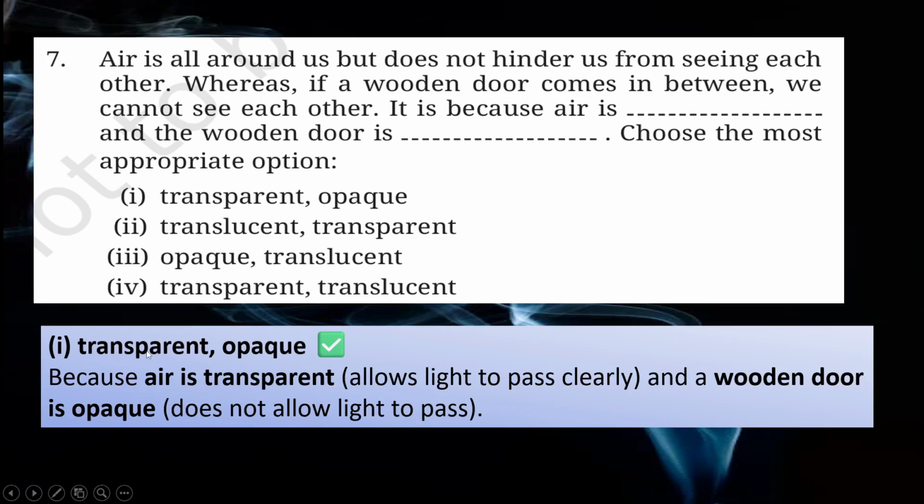Option 1 is correct because air is transparent and the wooden door is opaque. Because air is transparent, it allows the light to pass through clearly, and the wooden door is opaque, it does not allow light to pass.